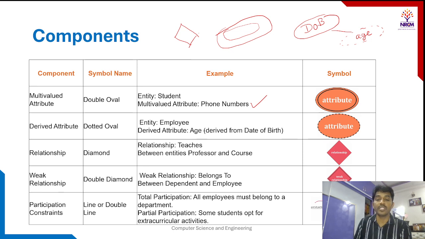Here they mention the participation constraints. Got it? Line and the double line. Total participation or partial participation. If it depends totally, then it is a single line. If it is two lines, then you call it partial participation.